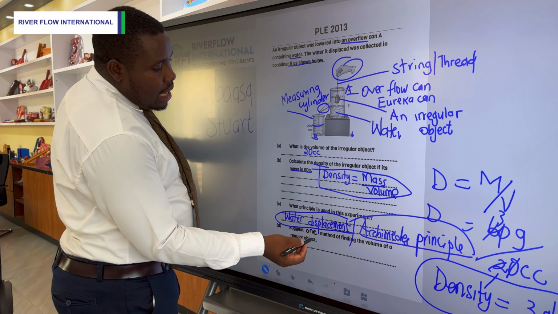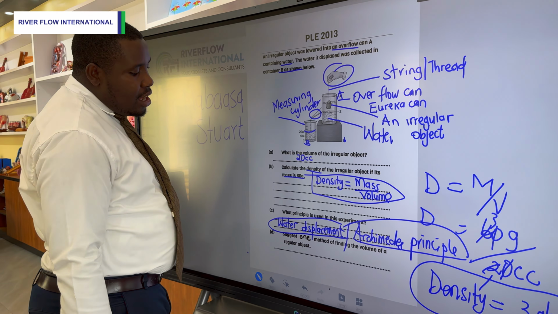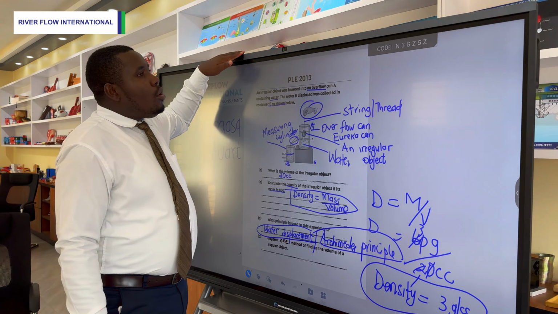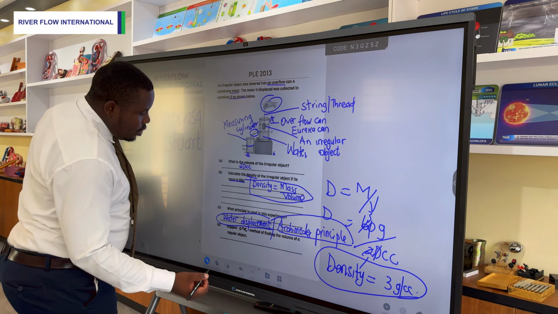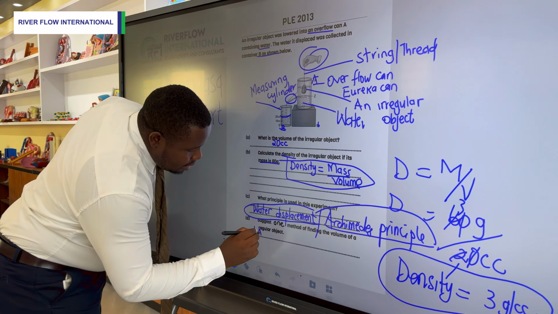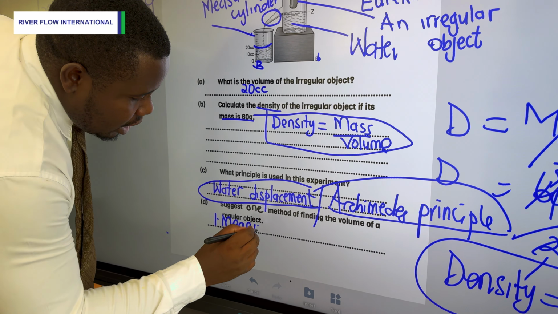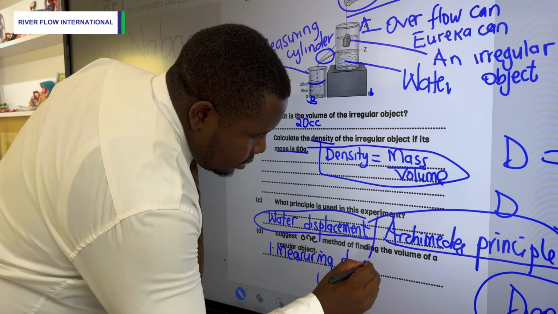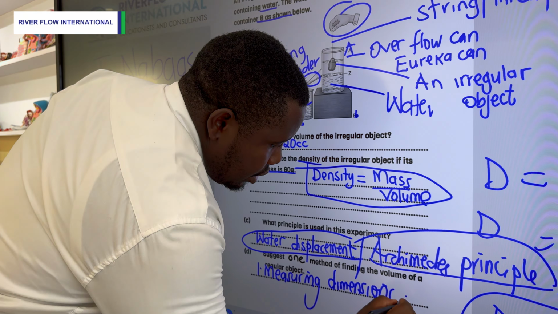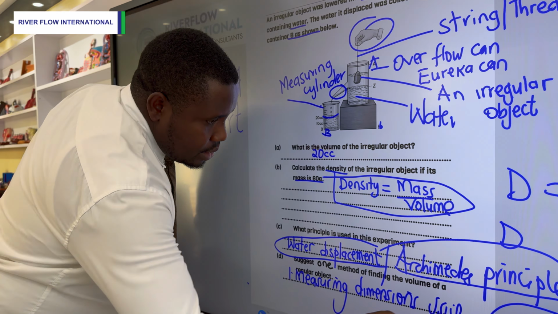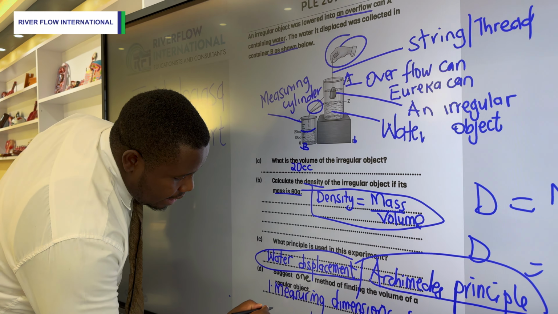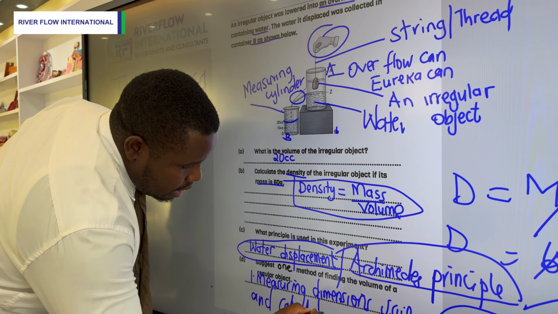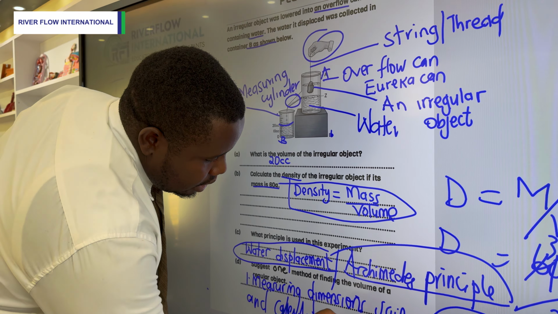Suggest one method of finding the volume of a regular object. Now, this was an irregular object. What if I want to find the volume of a regular object? What do I use? Number one, I can say by measuring dimensions, using a ruler, for example, and calculating using a formula.